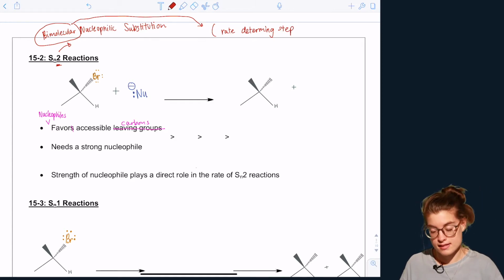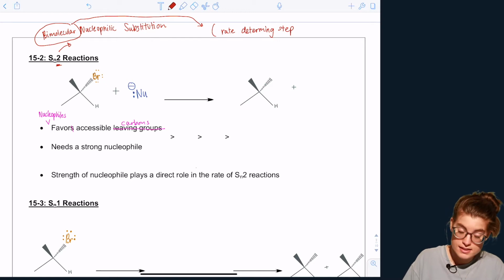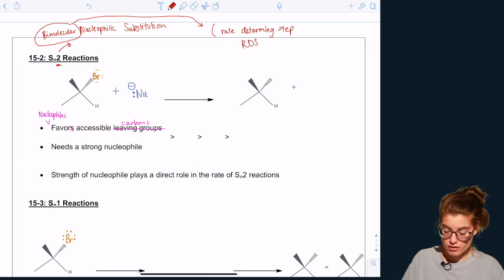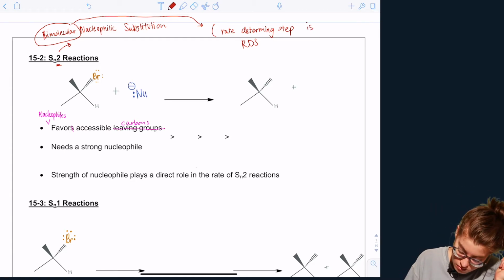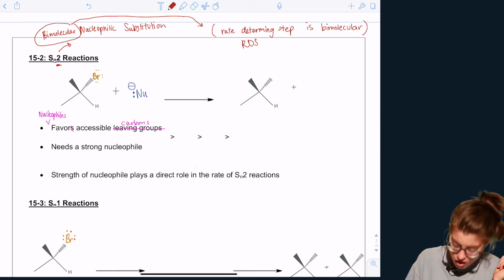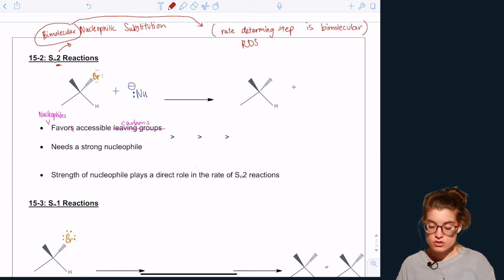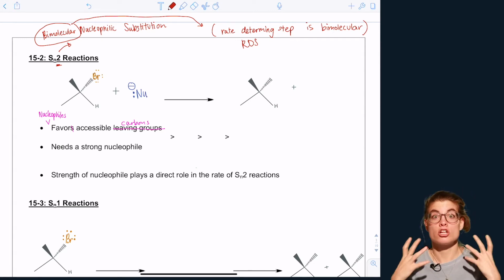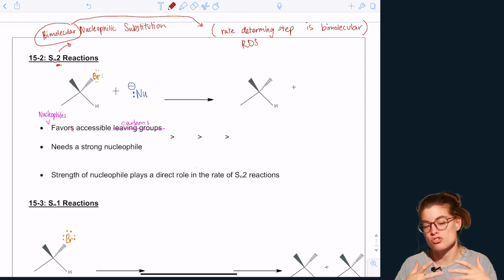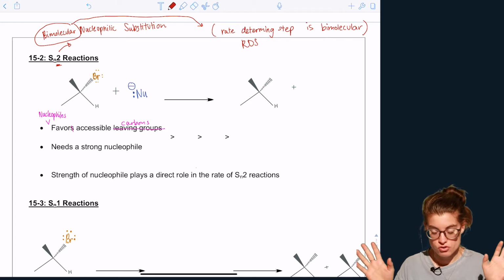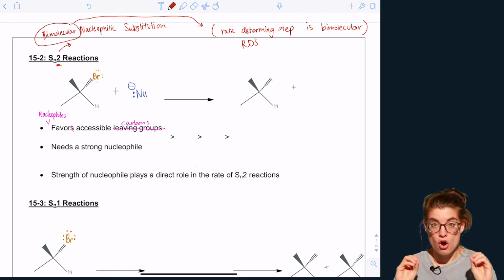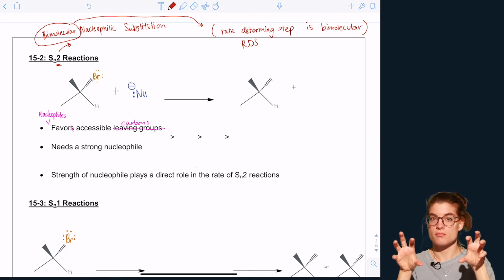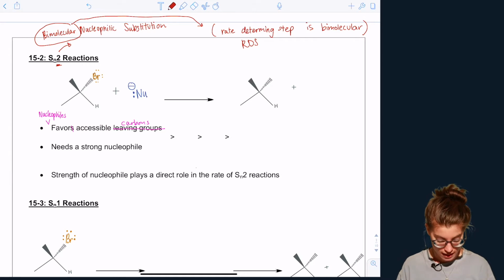I don't like writing this out, so from here on out, anytime I want to say rate determining step, I'm going to say RDS, okay? So the rate determining step is bimolecular. That's cool, but what does that mean? Well, it just means that in the slow step, because remember, a rate determining step is just the slowest step that occurs, there are 2 molecules involved. So there's 2 molecules involved in the rate determining step, okay? And we're going to go over that.